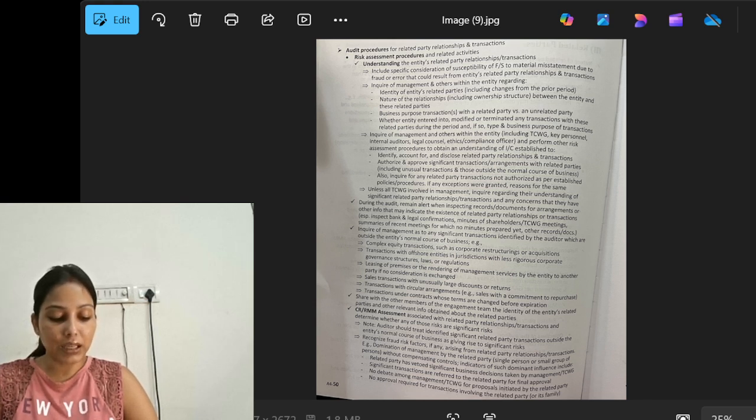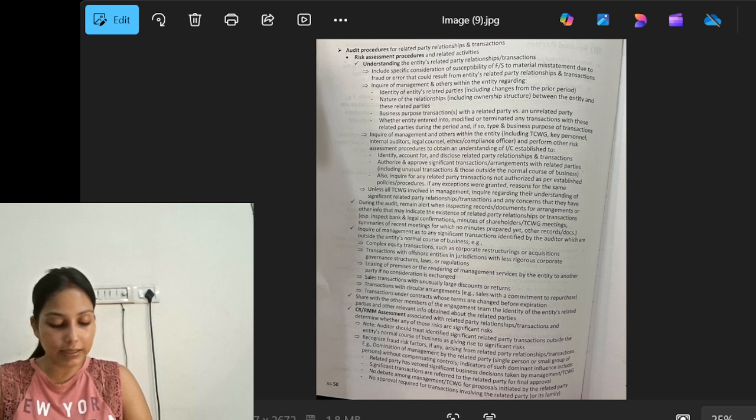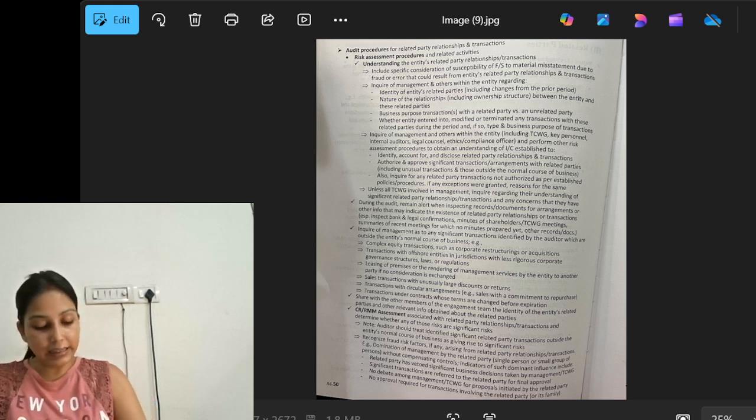Inquire of management and others within the entity, such as how they identify, account for, and disclose related party transactions, and how they authorize and approve the significant transactions. Also inquire about related party transactions that were not authorized. Unless all the TCWG are involved in management, inquire regarding their understanding of the significant related party relationships and any concerns that they have.